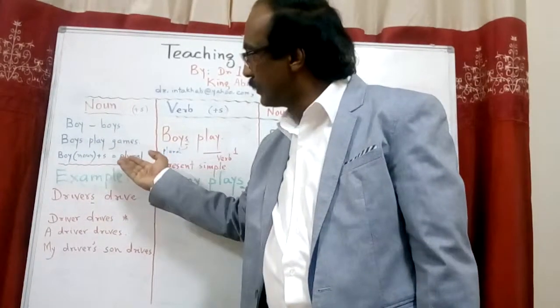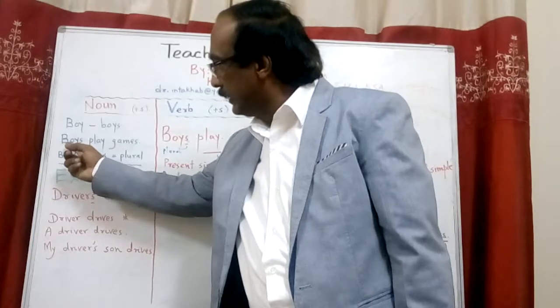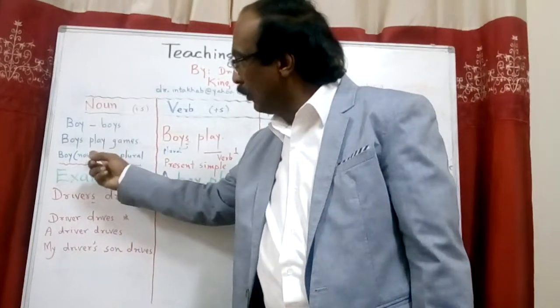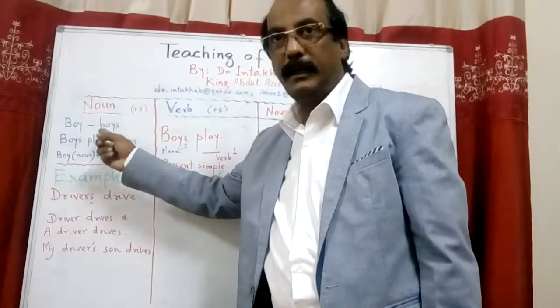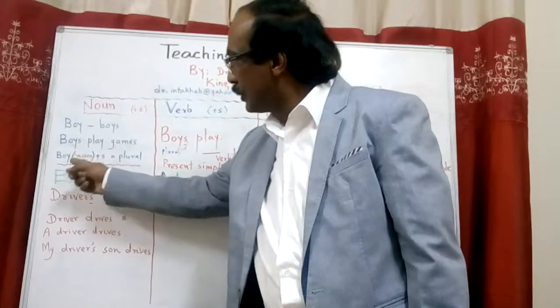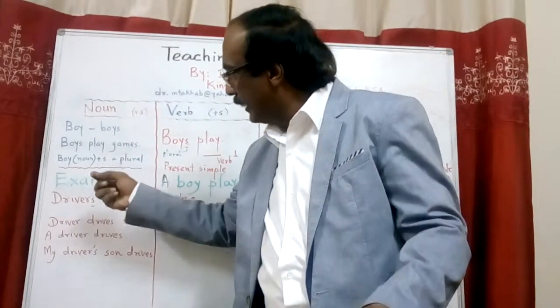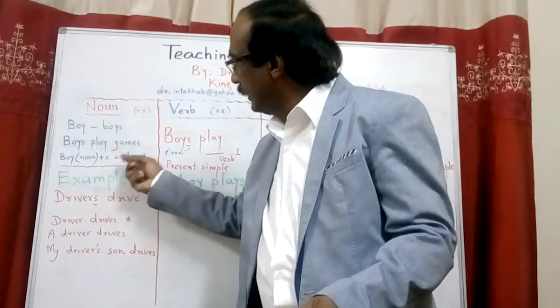play games. The confusion is the students think when the subject is plural, there should be S here, while the rule is when the subject is plural with S, there should not be S with the first form of the verb. So boy, the noun, is singular. When we make it plural, we add S normally, not always, and then it becomes plural.